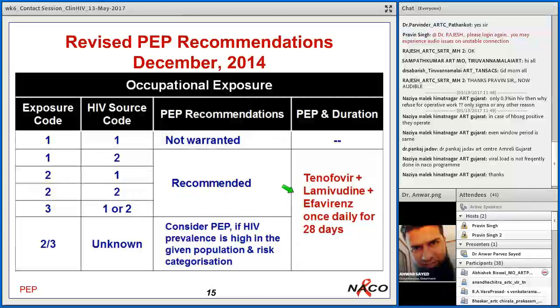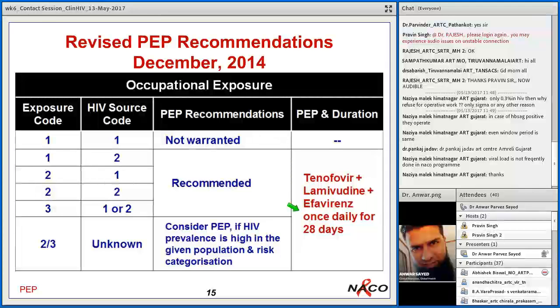Then the source code also is determined by using this algorithm. If the source is HIV negative, then no PEP is required. If HIV positive, then we'll see whether the viral load is high or low, asymptomatic or symptomatic, and whether CD4 is high or low. If there is undetectable viral load, CD4 is high, and asymptomatic, it is exposure code or source code 1. If the person has high viral load or CD4 is very low or is symptomatic, then exposure code 2. In some scenarios, exposure code will be unknown, then that will be labeled as HIV HC unknown.